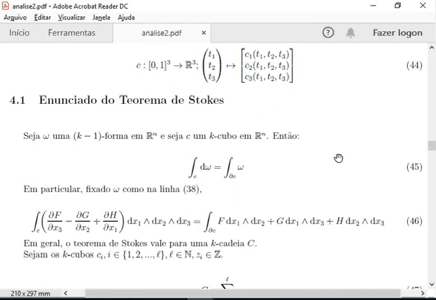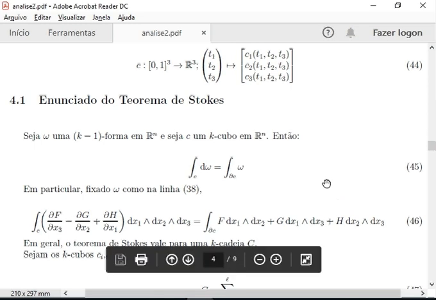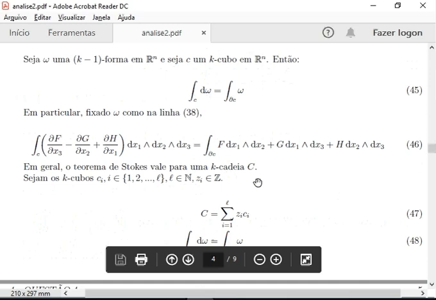Let omega be a k minus 1 form in Rn. Let C be a k cube in Rn. Therefore, the integral over C of d omega is equal to the integral over the boundary of C of omega, which is also valid in a k-chain.